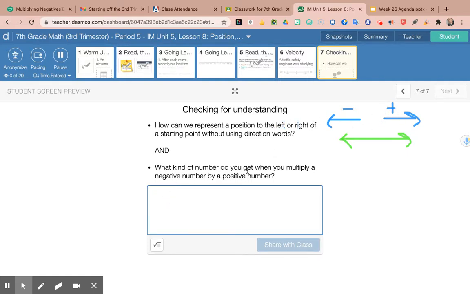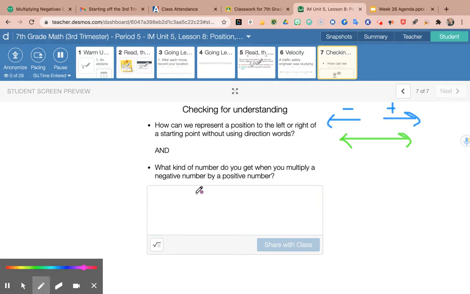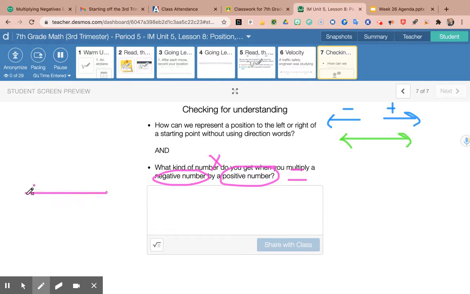Second question, what kind of numbers do you get when you multiply a negative and a positive? So same question kind of as the last one. When it's a negative and a positive number that are being multiplied, remember when a car is going left and time is going by, it's still going left. So a negative and a positive number is a negative number. So right here, you'll type, when you multiply a negative and a positive, we got negative numbers. That's what we got so far in our answers.